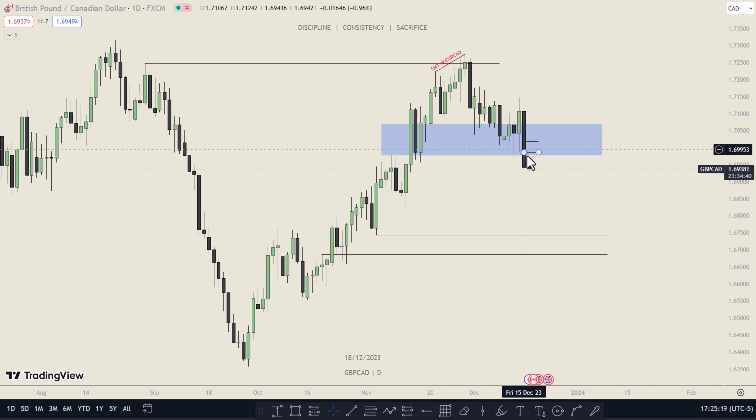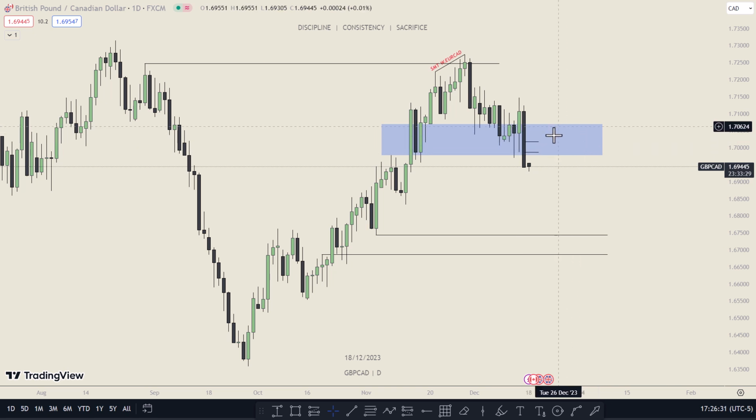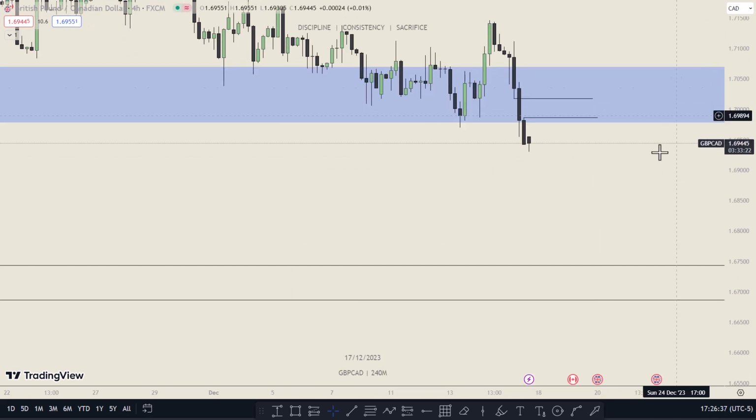Anyways, we have an expansion lower, right? And now we're expecting a retracement to here, right? We have this order block right here, and it is aligned with the weekly inversion. If you go to the 4-hour, it's clear on the 4-hour.